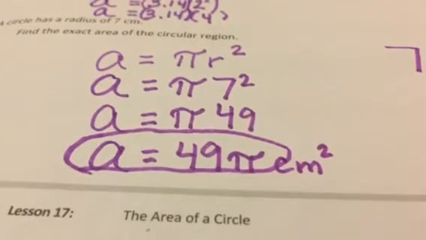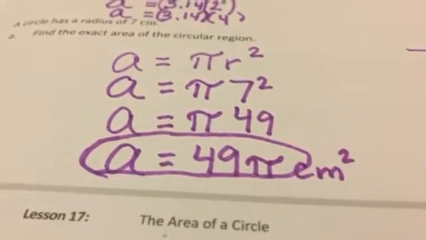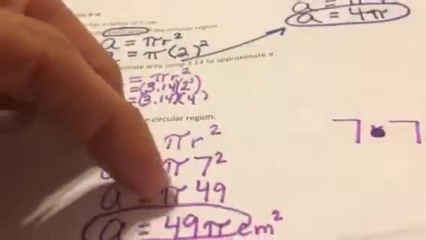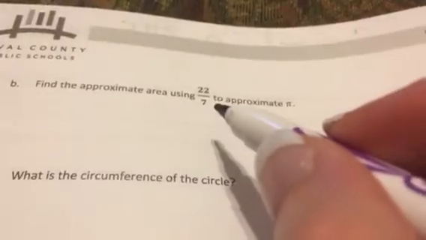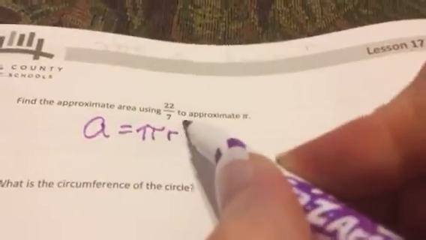Okay, everybody good? Now go to page 107, 5B. 107, 5B. We're going to go a little bit faster. Okay, you should already be warmed up. Find the approximate area using 22 over 7. So let's write the formula. A equals pi r squared.